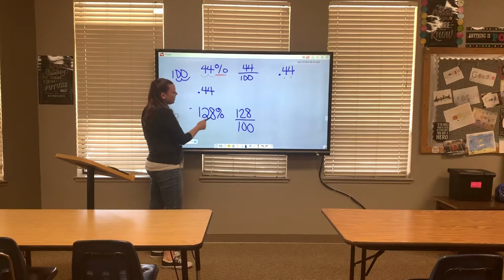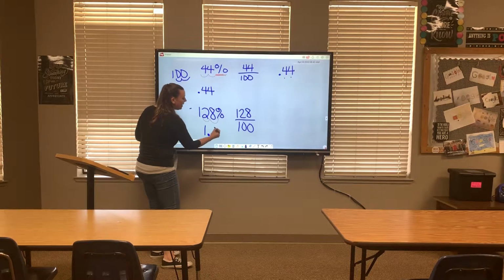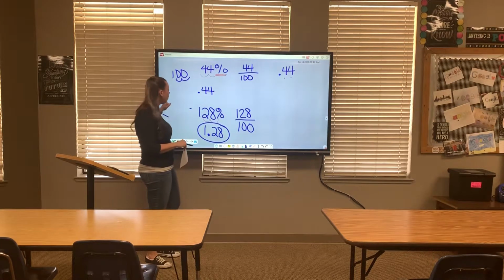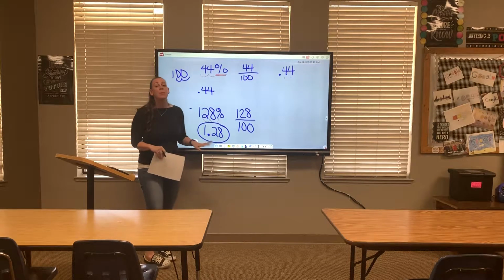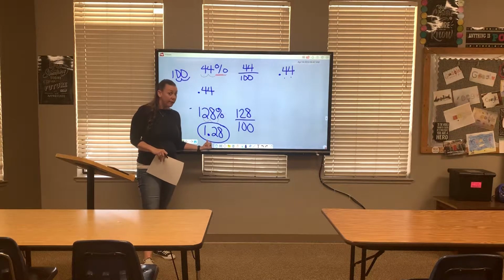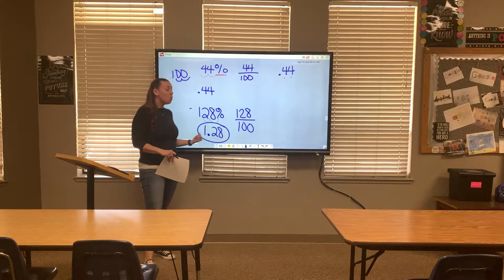Now, with this 128, again, I can move 2 decimal spots from that percent symbol, and I make it 1.28. That's my decimal version of 128%. Now remember, anything over 100% is going to be greater than 1. So it's okay to have a 1 there in front of the decimal spot now. It's going to be 1.28. I just moved 2 spots.